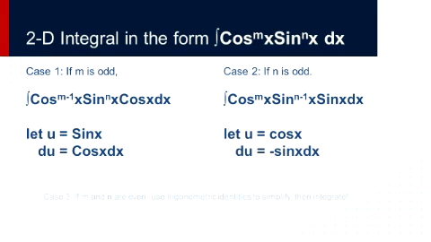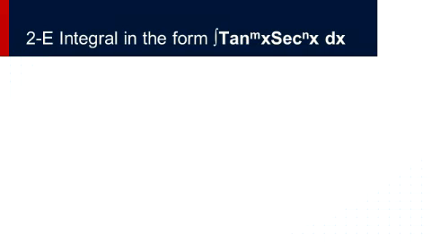And then lastly, case 3, if m and n are even, we would just use trig identities to simplify and then integrate, which is pretty much what we've been doing for case 1 and case 2. We're just trying to get them to be even so that we would be able to manipulate it with the trig identities. Now let's look at the other integral, the integral in the form of the integral of tan to the power of m x times secant to the power of n x dx.